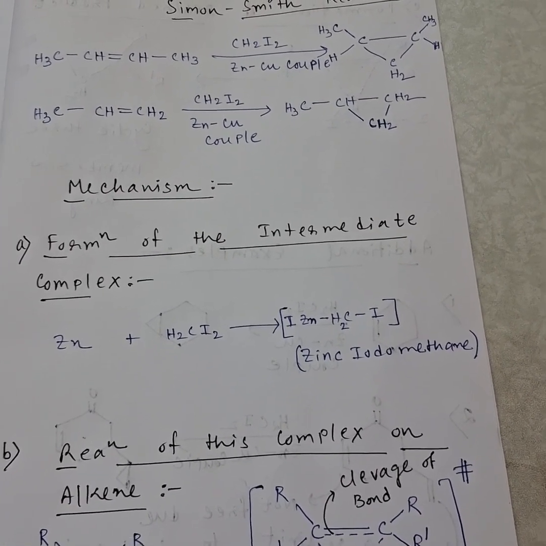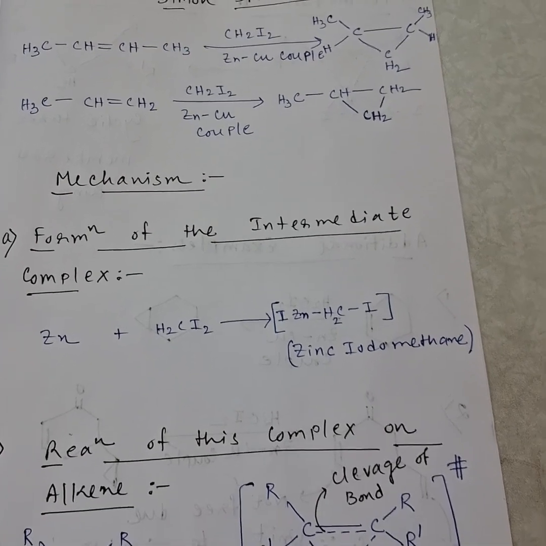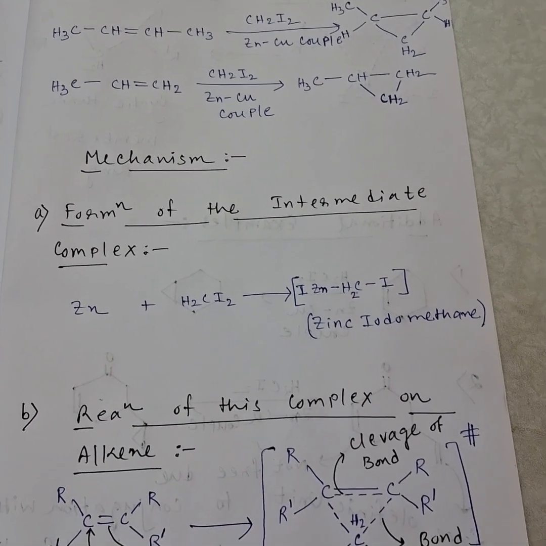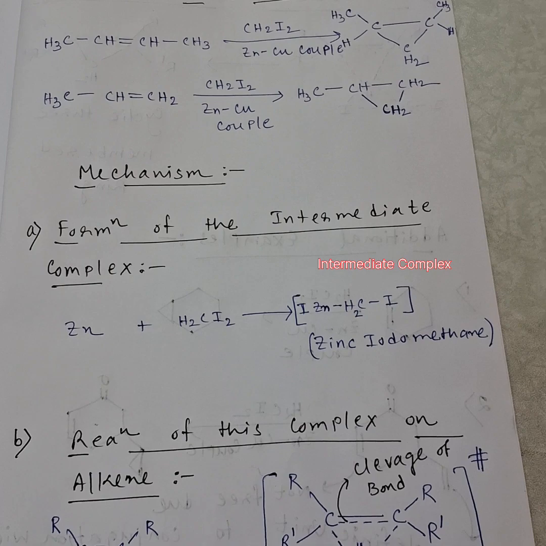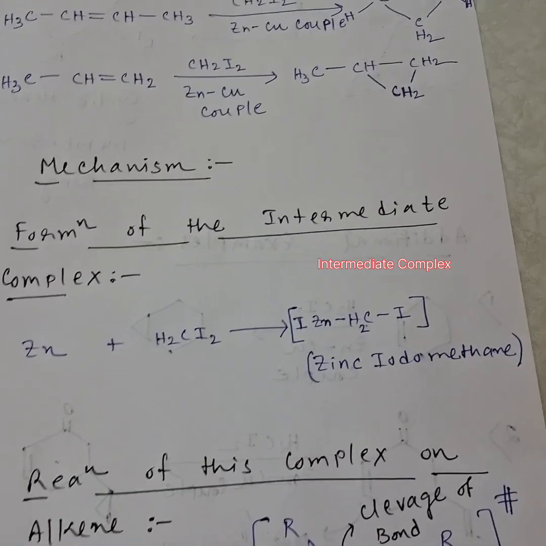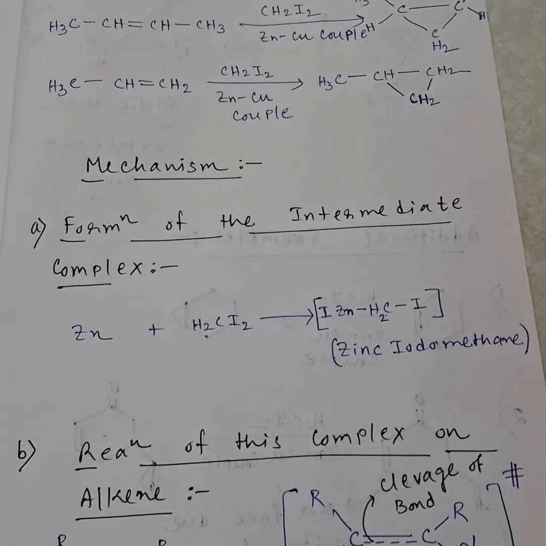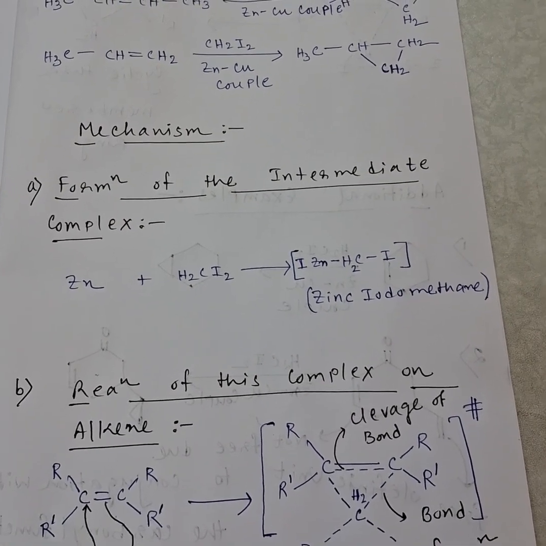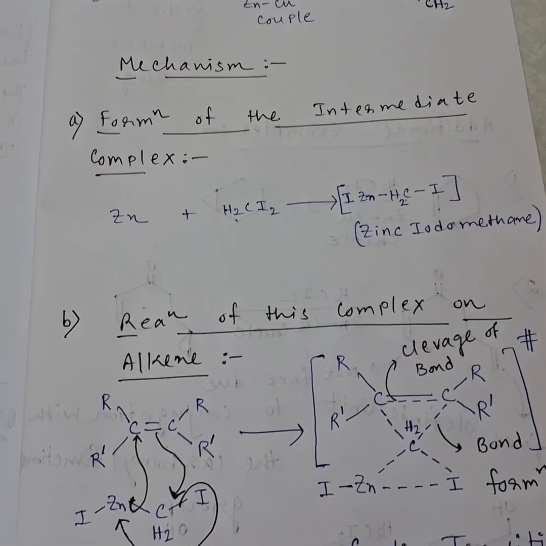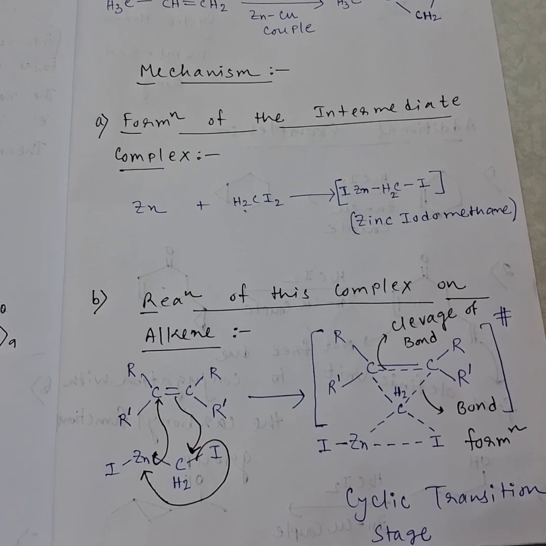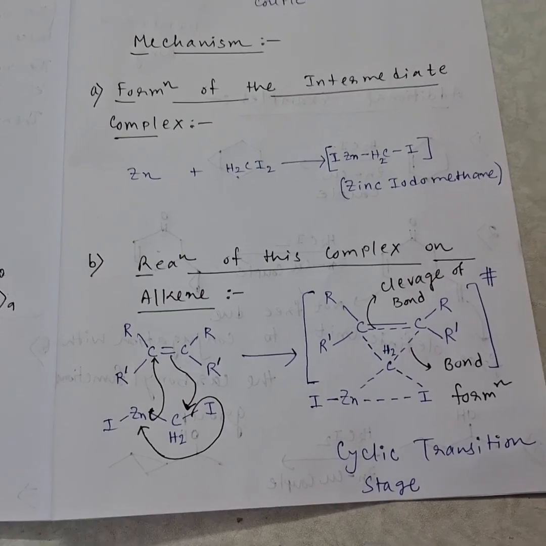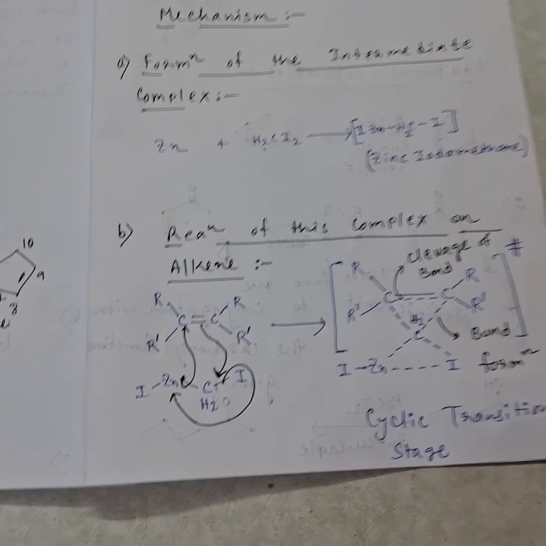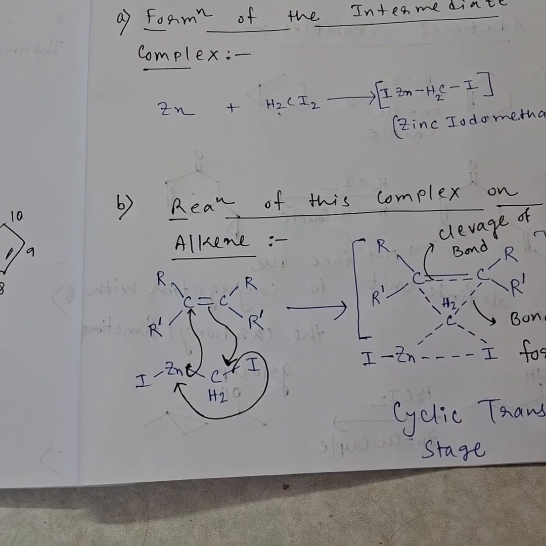So the single bond or sigma bond between them is polar in nature. On the other hand, iodine is connected with the carbon as a halogen. So this is the intermediate complex, iodomethylzinc iodide. And in the next step, this complex readily attacks the alkene system, the alkene where the pi electron cloud is present between the two carbons, and these two carbons are sp2 hybridized.